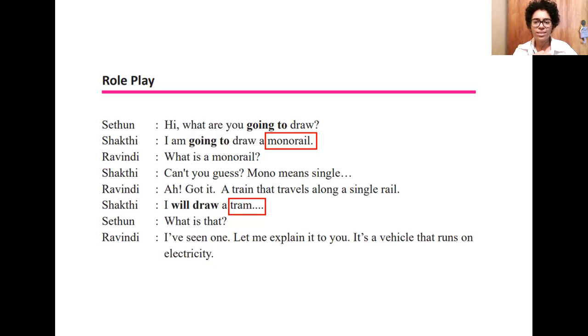Then Shakti says, "I will draw a tram." Setun says, "What is that?" Ravindi says, "I've seen one. Let me explain it to you. It's a vehicle that runs on electricity."